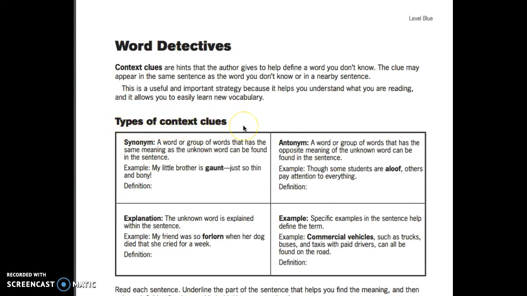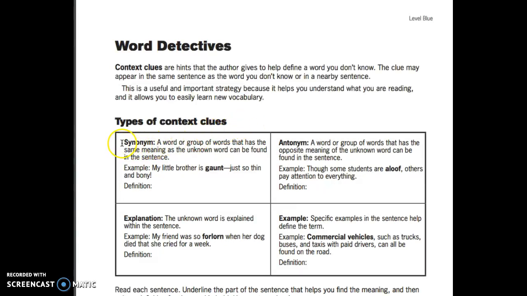There are different types of context clues. They're not all the same, so you have to look at what the sentence is telling you. For example, there are synonyms, antonyms, explanations, and examples. We'll go over those in just a second. If you don't see any of those types of clues in what you're reading, you should look for a dictionary. But usually when you're reading, the words around will give you clues.